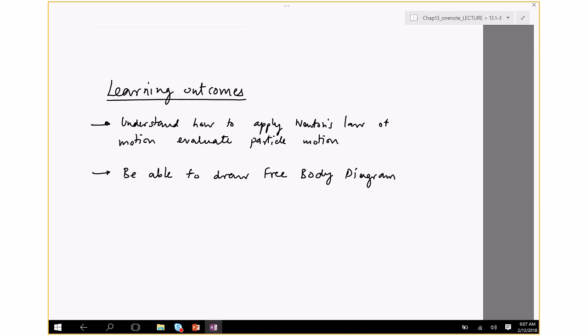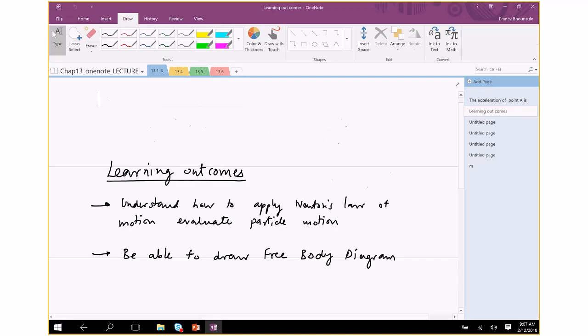Dynamics, which is about force equals mass times acceleration. So we'll do rigid body particles in this chapter, and the next chapter it's going to be rigid bodies. Okay, so brief overview before we get to problems.